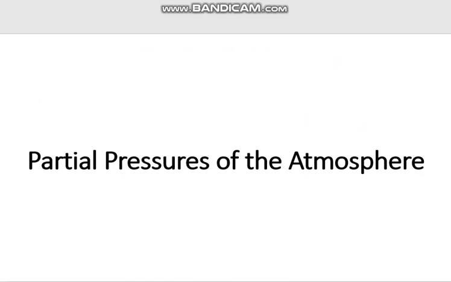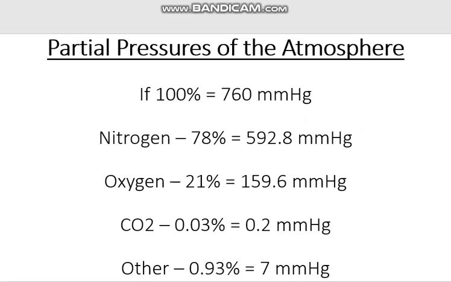The partial pressures of the atmosphere. If 100% equals 760 mmHg, nitrogen, which is always 78%, equals 592.8 mmHg. Oxygen, which is always 21%, equals 159.6 mmHg. CO2, which is always 0.03%, equals 0.2 mmHg. And other, which is always 0.93%, equals 7 mmHg.